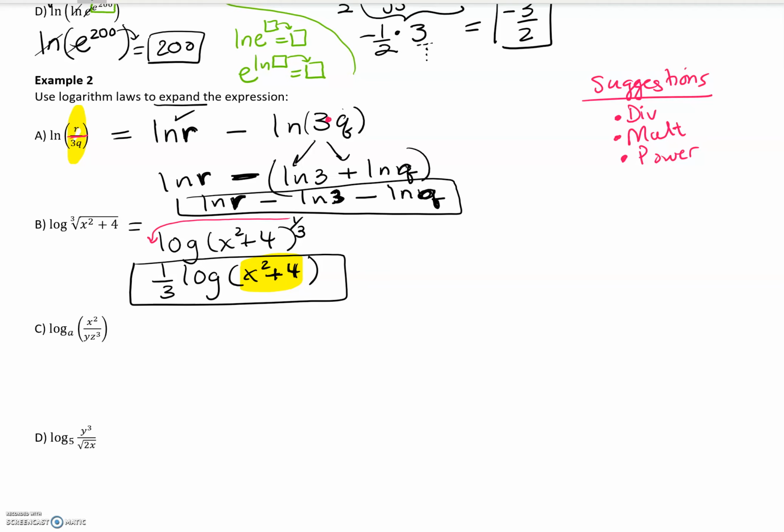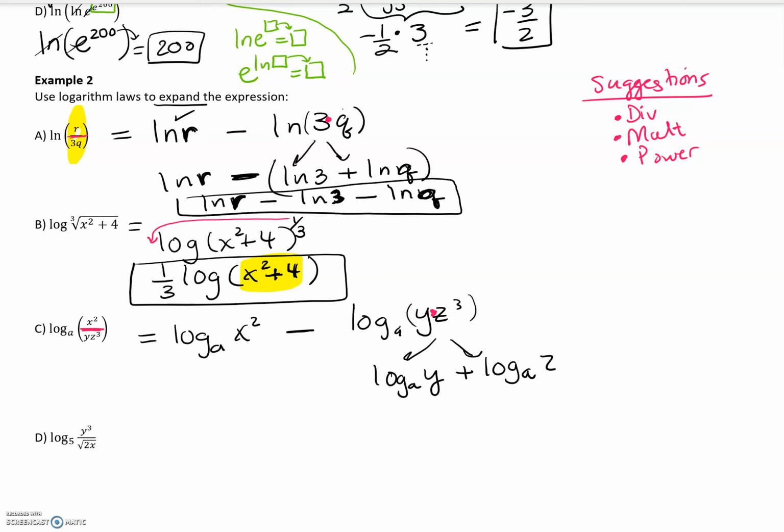So I have division. I'm going to take care of the division first. That's going to be log base A of x squared minus log base A of yz cubed. So I took care of division. Now I can take care of multiplication next. I'll take care of this guy next and say, well, that's going to be log base A of y plus log base A of z cubed.